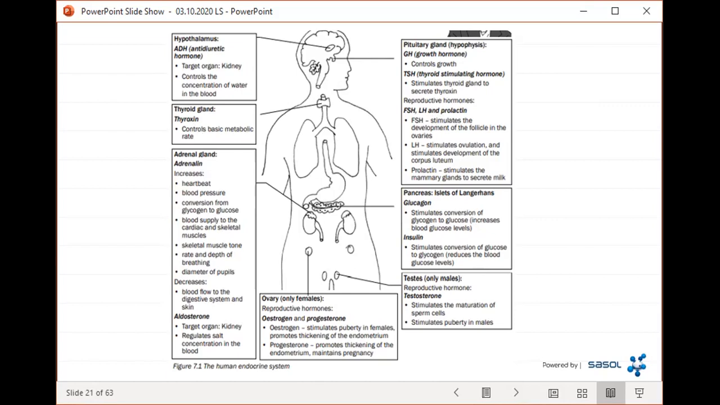So the follicle stimulating hormone stimulates the development of the follicle in the ovaries. Then we have the luteinizing hormone, which stimulates ovulation and stimulates development of the corpus luteum. Then prolactin, which stimulates the mammary glands to produce milk. Right. So this summary here, you can find it in the Mind the Gap study guide.